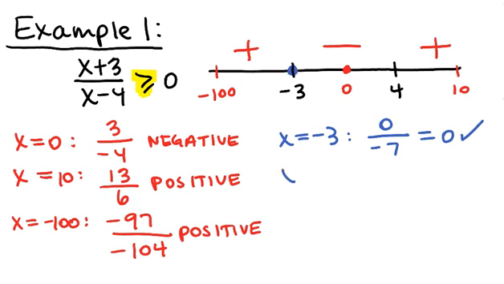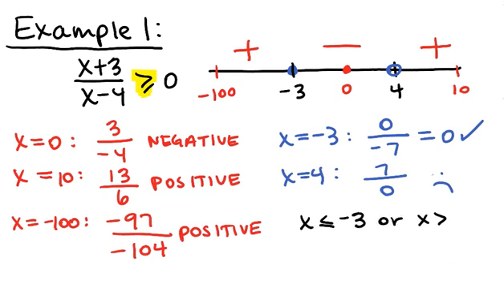And then I'll try x equals 4. That's going to be 7 over 0. That's not a real number, and a real number can't be greater than or equal to 0. So that's not going to be the case. We'll put an open circle there to indicate that that's not part of our solution region. We're interested in where this thing is greater than or potentially equal to 0, and that'll be where x is less than or equal to negative 3, or where x is greater than positive 4. And we'll be happy.